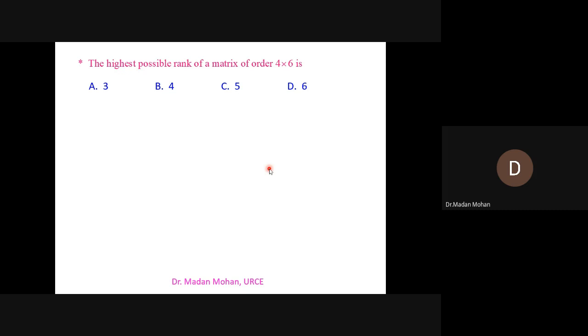If you don't know the rank definition, if you know just the echelon form, you can't answer it. Answer is 4. I can't get 5 cross 5. I can get 4 cross 4, 3 cross 3. Highest possible is 4. Okay.